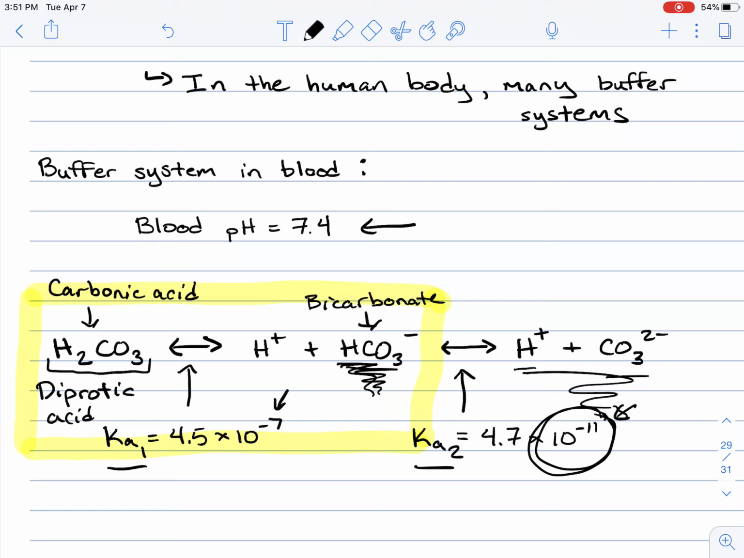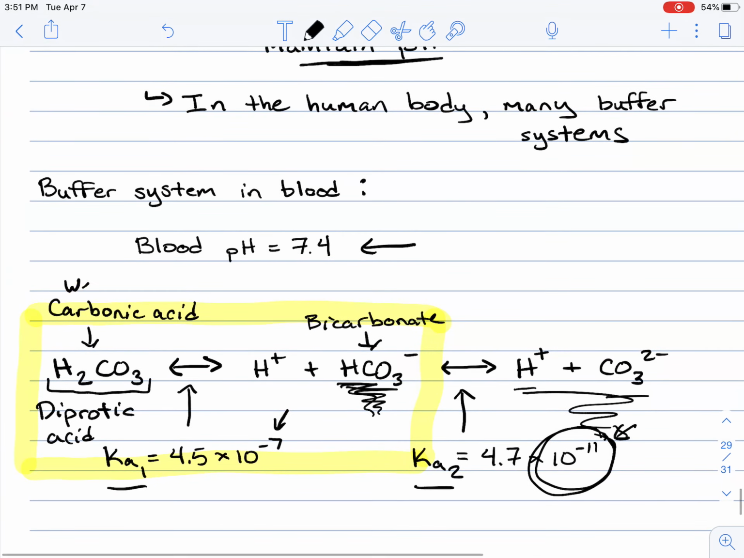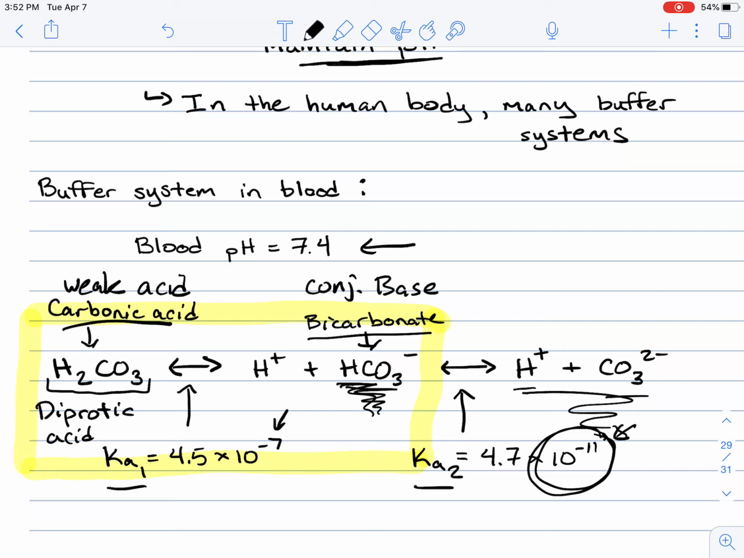When we're talking about the carbonic acid bicarbonate buffer system in blood, we're only thinking about what's happening in this yellow box that I circled. In this system, the weak acid is going to be carbonic acid, and the bicarbonate is going to be our conjugate base, if we're looking at it in the forward direction. If we're looking at it in the reverse direction, bicarbonate would be our weak base, and carbonic acid would be our conjugate acid.